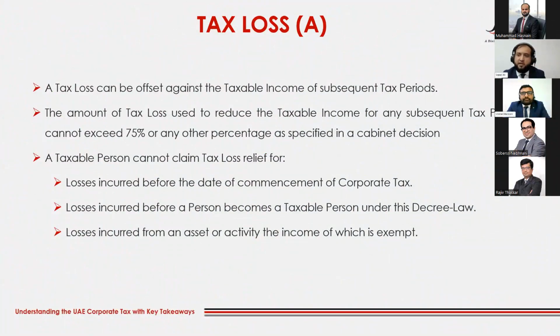It is not a given that every entity will generate taxable profit on which tax liability would be paid to the authorities each year. If an entity has generated tax losses, they can be offset against the subsequent period's taxable income. However, it should not exceed 70% of the taxable income in the subsequent year.